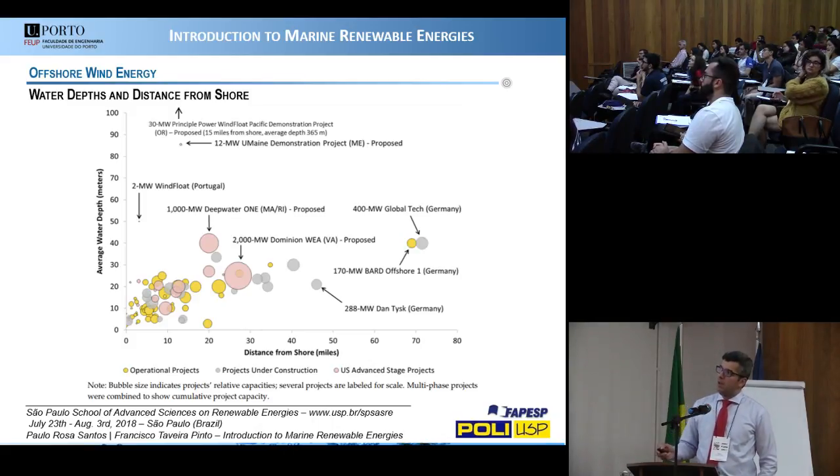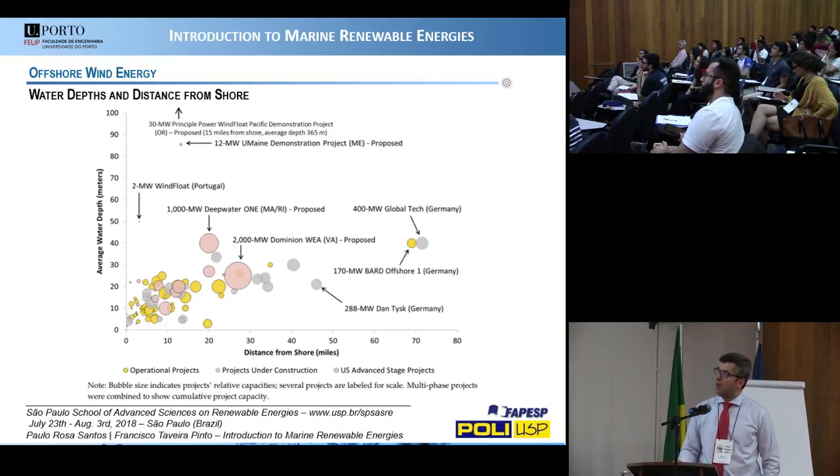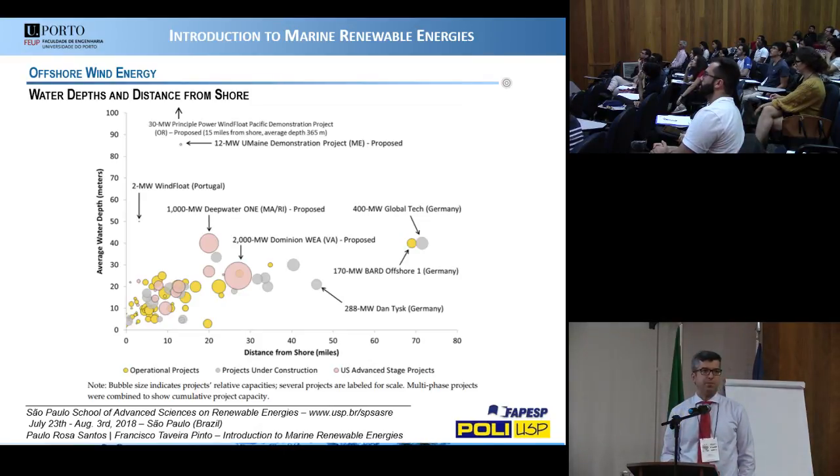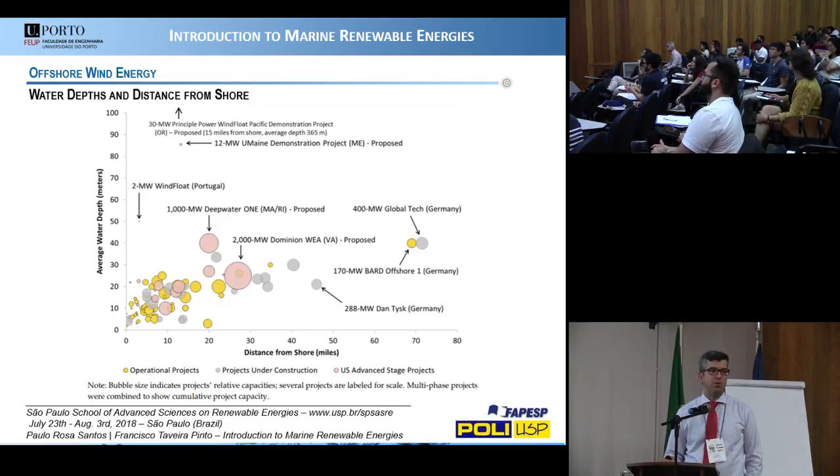But in spite of that, we also have some projects foreseen and already installed far away from the shore, in this case about 70 miles, and in very deep waters, about 90 meters, and in this case a demonstration plant in Portugal in a water depth of about 50 meters. Okay? So in Portugal, we have very high water depths nearby the coast. So typically, the solutions that are used in the North Sea are not suitable for our coast. So what is done is to try to develop floating solutions to give support to the wind turbines.